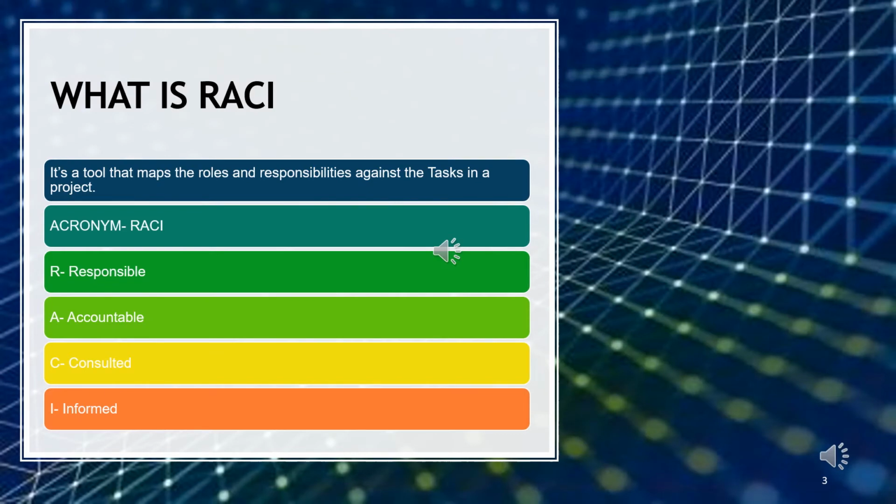So this is where RACI helps. It's a responsibility charting tool which tells who is responsible for an individual task and the roles of each person involved, so that this will be helpful to everyone. A project manager can understand and make sure that the team members stick to their specific roles and do not get confused or have a misperception.